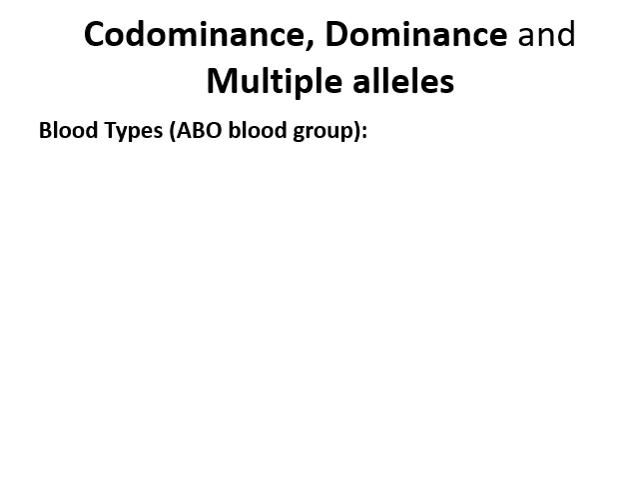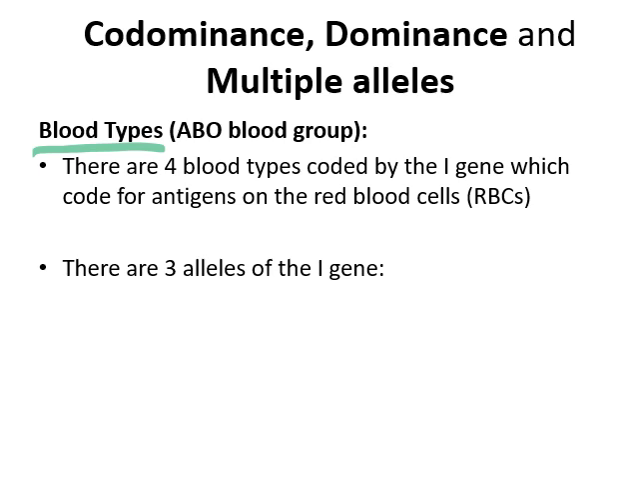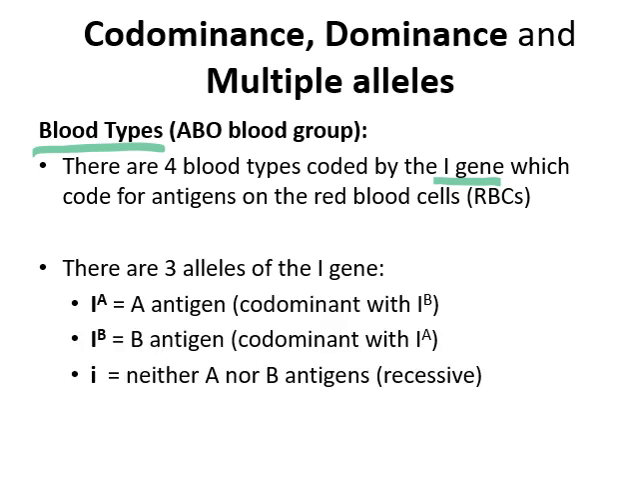Codominance, dominance, and multiple allelism show up with blood types. You probably know what blood type you are, but it's based on how these different genes interact. Blood types are encoded by the I gene, which builds antigens on the surface of red blood cells. There are 3 versions of this: the A antigen, the B antigen, or neither one of them.